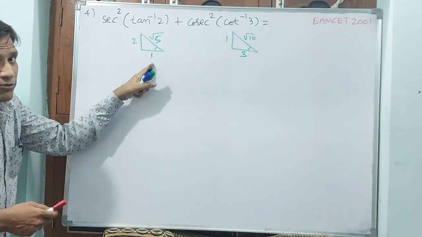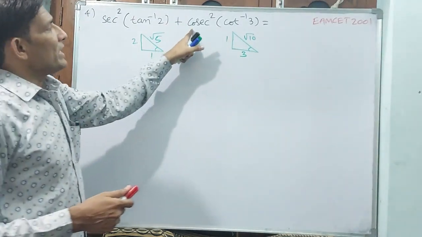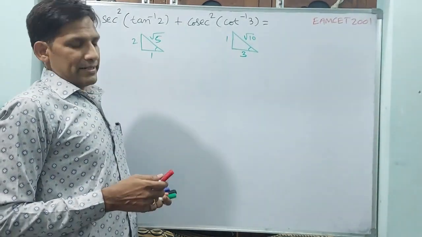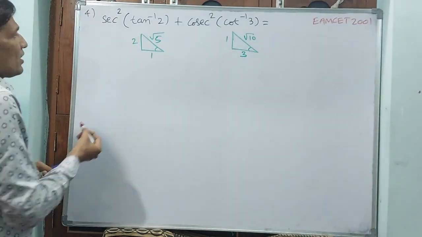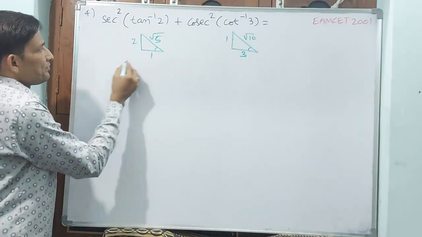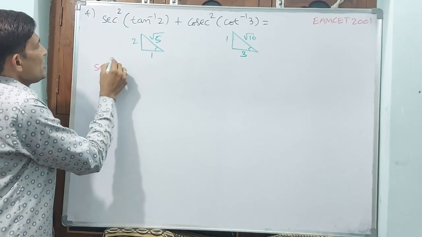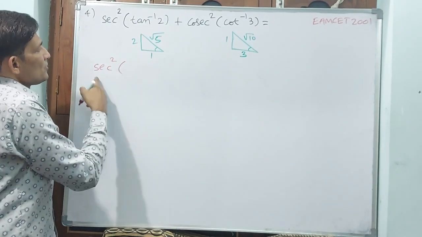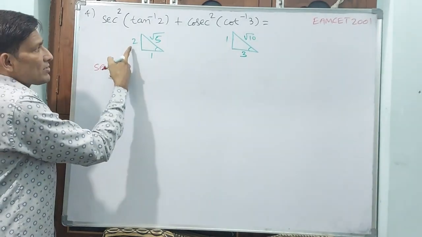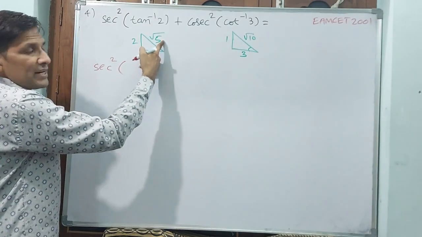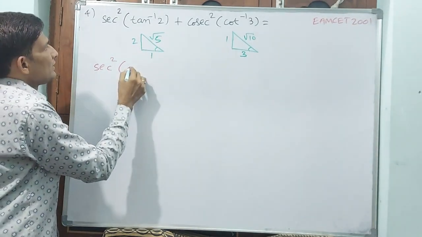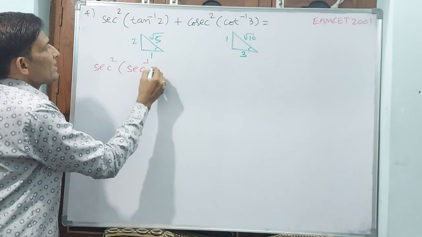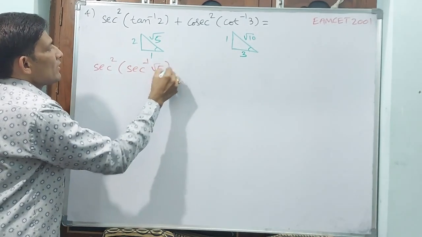Then you convert it into secant. Here cosecant is there. Then you convert it into cosecant. That's all. Okay? Right now then, based on this, what you can write? Secant square of secant. Secant theta, see, cos theta means 1 by root 5. Secant theta means root 5 by 1. Secant inverse root 5.